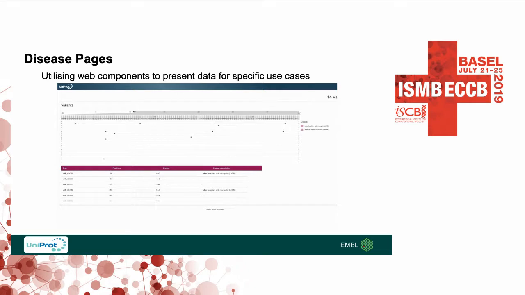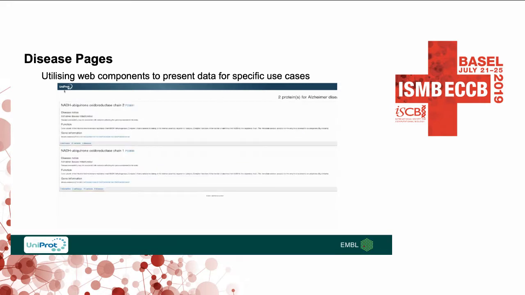And here is the example of if you are interested in the variants. And so this is a new variant track here. This one's specifically for the UniProt reviewed variants, and it will just simply list at this point in time the diseases that are associated with those variants.